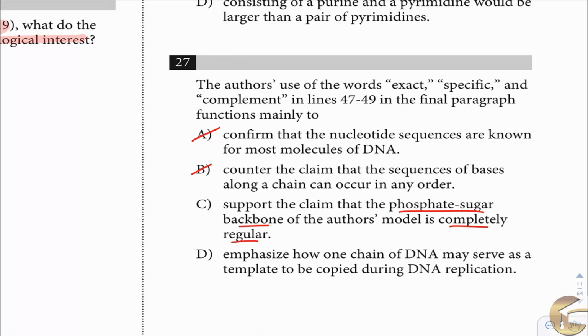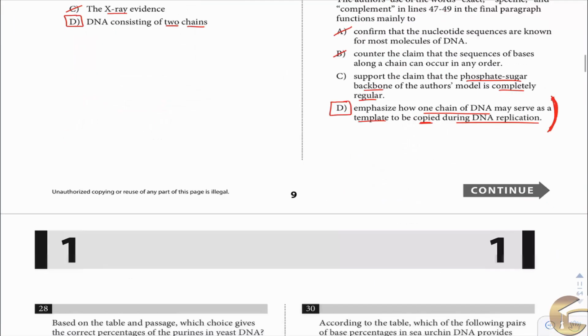D says emphasize how one chain of DNA may serve as a template to be copied during DNA replication. Now this one is talking about that concept of replicating that DNA chain, and that's what the main idea of that paragraph is actually about. So again, why are you using these words? To show how you can use the pattern to duplicate that chain of DNA. So D is going to be your answer because that matches the main idea of the paragraph. So that's going to be number 27.